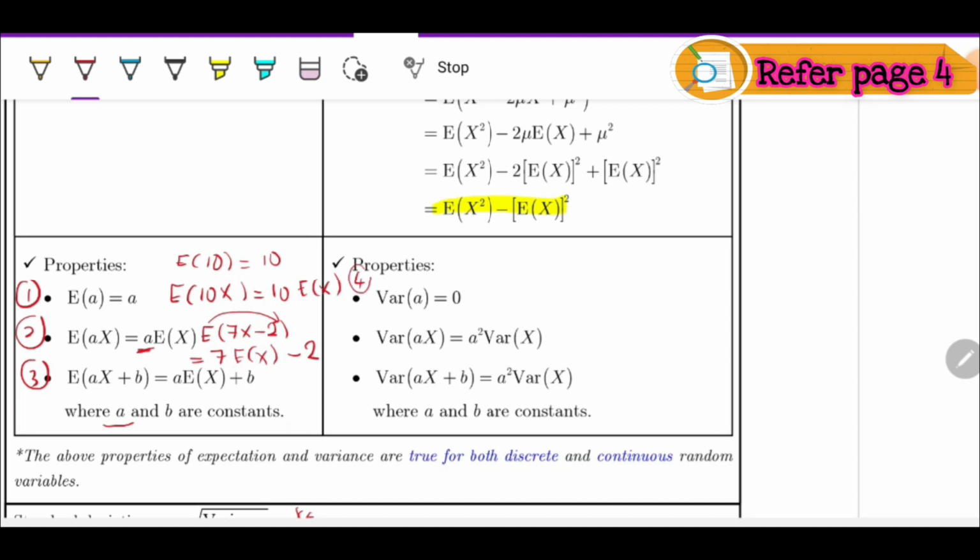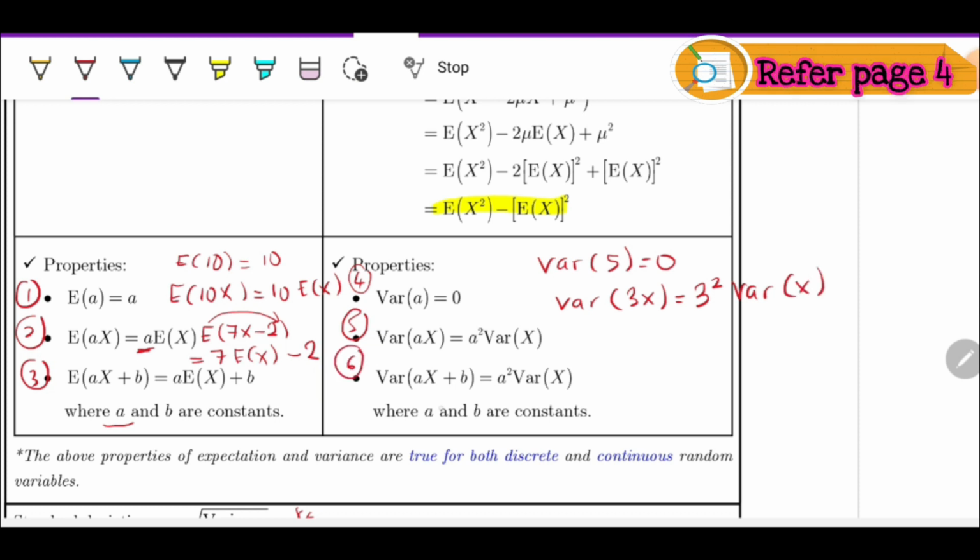Property number 4. Variance of a constant is equal to 0. For example, variance of 5 is equal to 0. Property number 5. Variance of AX is equal to A squared times the variance of X. For example, variance of 3X. So, we can take out the constant of X, then square it, then multiply by the variance.